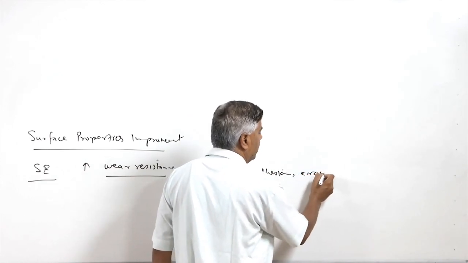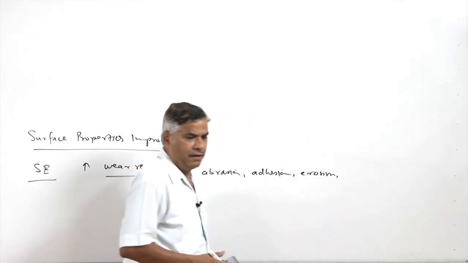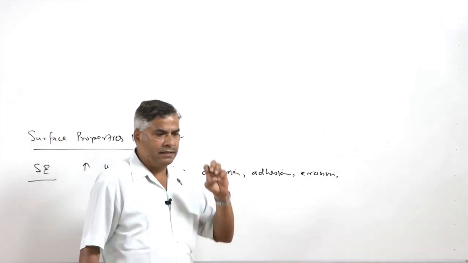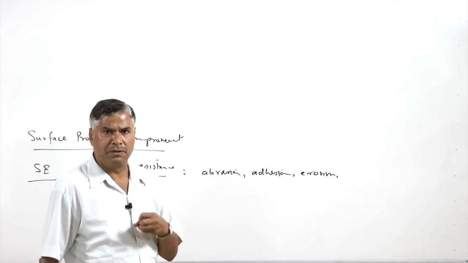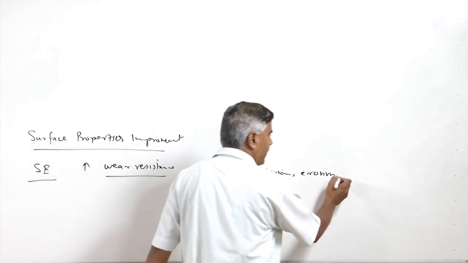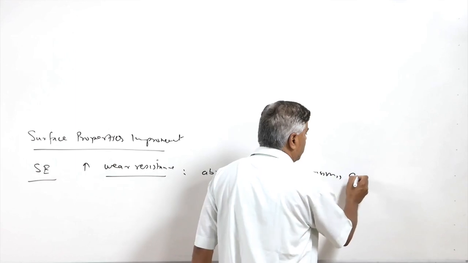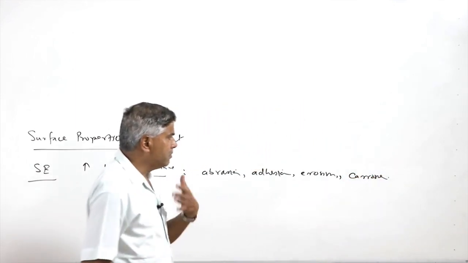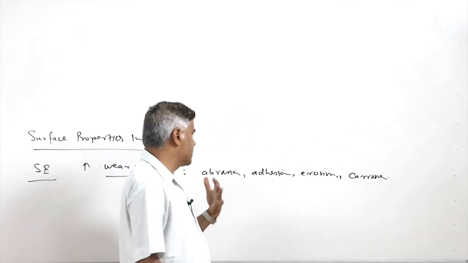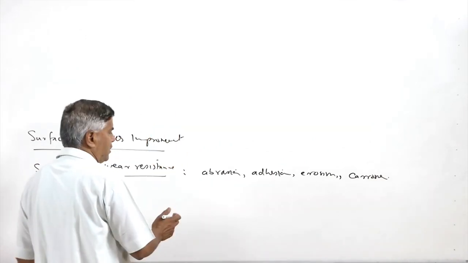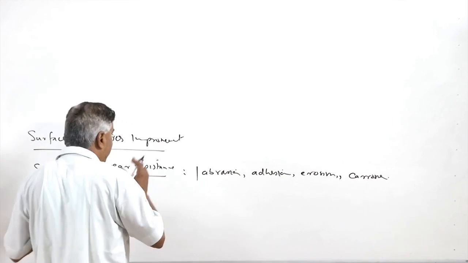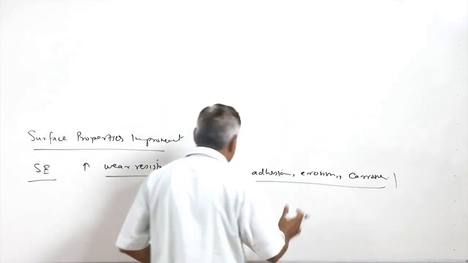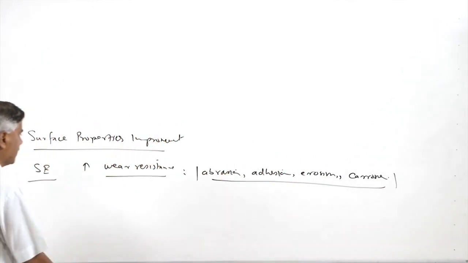Then erosion, which is experienced, for example, in hydro turbines, due to sand particles or due to cavitation. And corrosion is another form, wherein chemical interactions between the environment and the surfaces lead to the loss of material. So efforts are made to have properties at the surface which can resist these commonly encountered wear mechanisms.